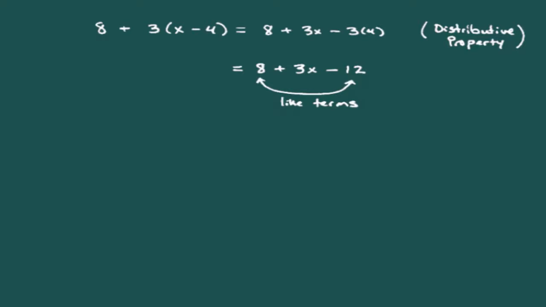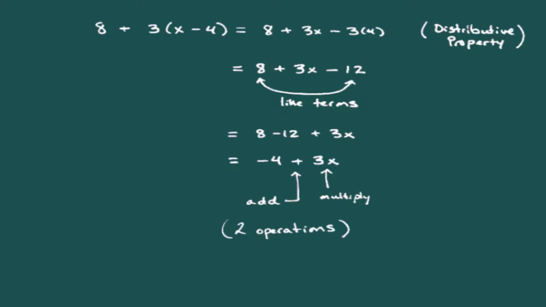So we can put those like terms together so that we can see that we've got an 8 minus 12, and then plus our 3x on the end. So the 8 minus 12, we put that together, and that's going to give us a negative 4 plus a 3x. So now if we go through and we look and see, all right, how many operations do we have in this case? Well, we've got 1 operation of addition and 1 operation of multiplication. And so in total, we've got 2 operations for our final simplified version.